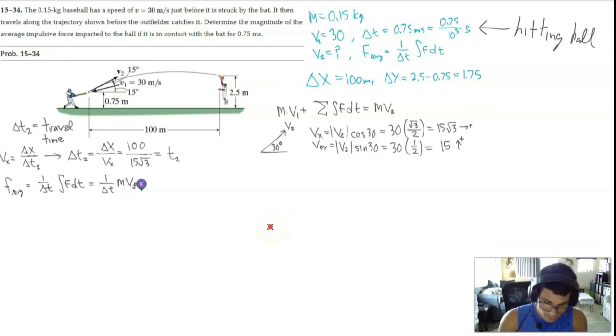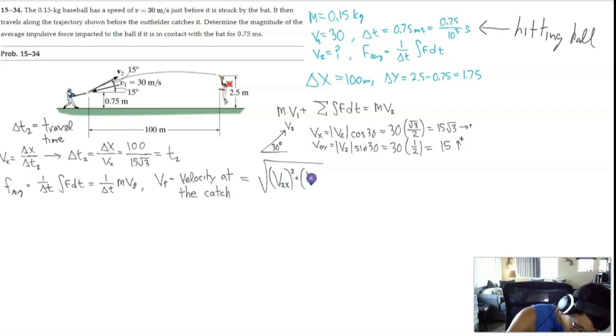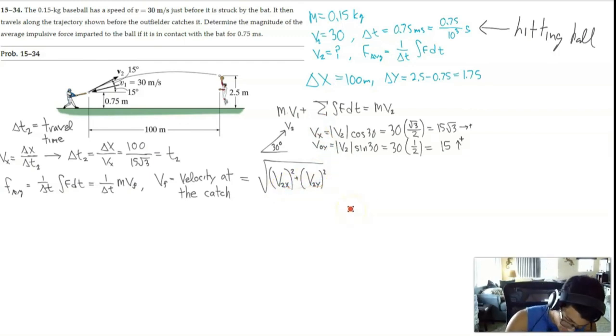Okay, so we need to find what vf is. Now vf is equal to the velocity at the catch. In other words, it is equal to the square root of v2x squared plus v2y squared. And note that I had v2 in here, so this is really v2x, and this is voy2, right? But you guys know that this is definitely not v1, so again, this is just kind of overkill right here, but we're not gonna not do it.